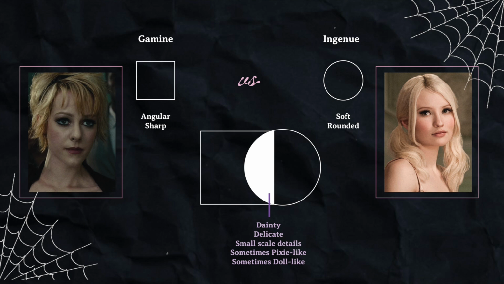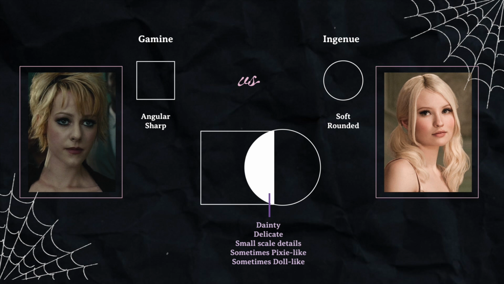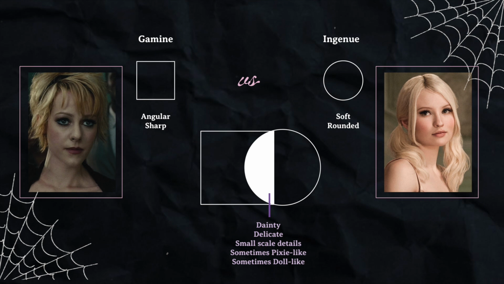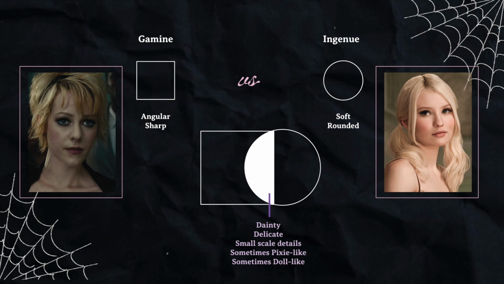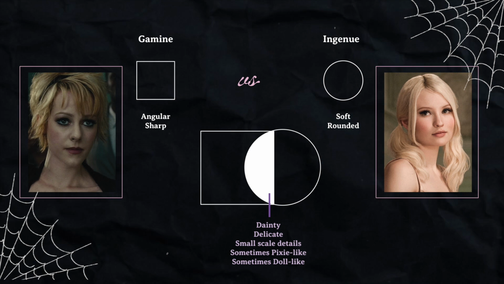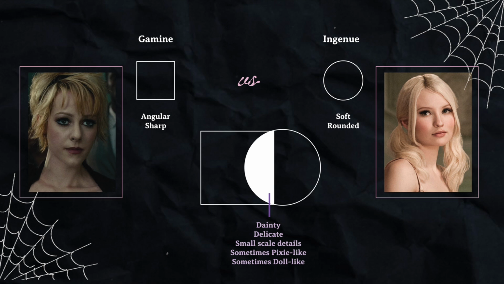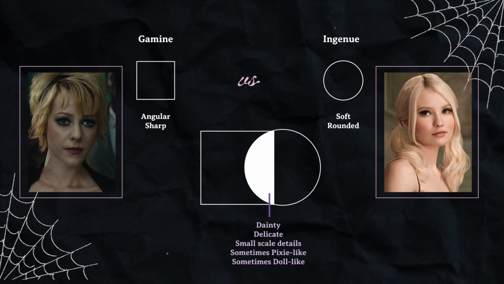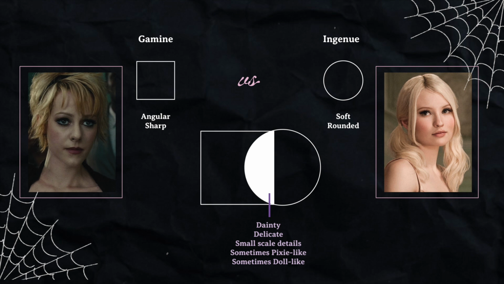Now, as you can see with Gamine, they have much more angular and sharper features, but Jenna Malone still has those dainty features just as Emily Browning does. But Emily Browning's features are a bit more on the rounder and soft side. Now, where they do meet and have similarities is they are both dainty and delicate, and small scale details tend to look really at home on them. Their features are often compared to pixie-like features, fairy-like features, and doll-like garments tend to look really good on both of them.